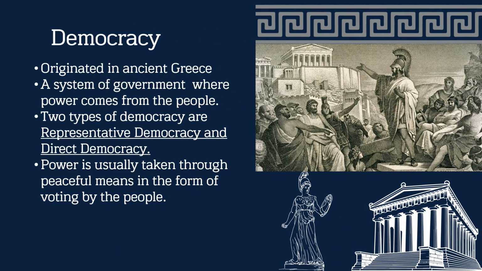In a democracy, which originated in ancient Greece, it's a system of government where the power comes from the people. And there are two types of democracy: a representative democracy and a direct democracy. Power is usually transferred through a peaceful form and the means of voting by the people.